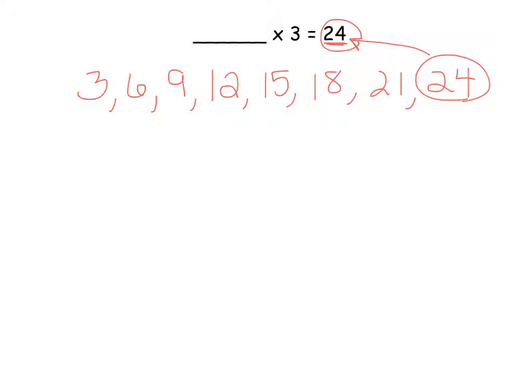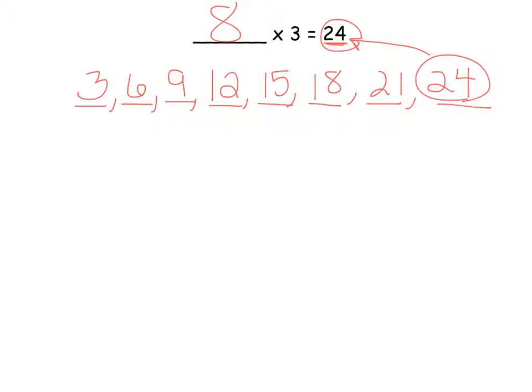How many 3s did I just count? Let's count up. 1, 2, 3, 4, 5, 6, 7, 8. I counted 8 3s, so 8 3s make 24. 8 times 3 equals 24. I'm now going to use this multiplication problem and write a related division problem where the quotient, or my answer, represents the unknown factor, which I just found is 8.